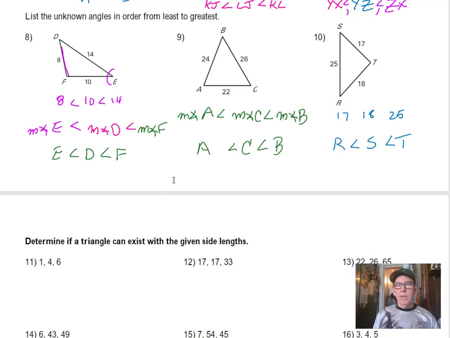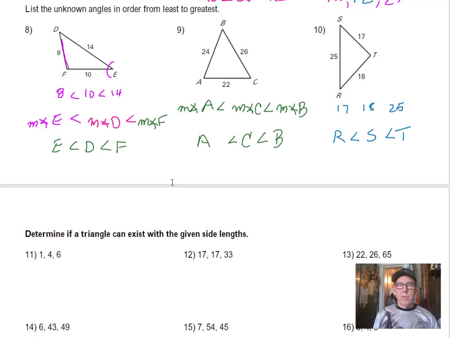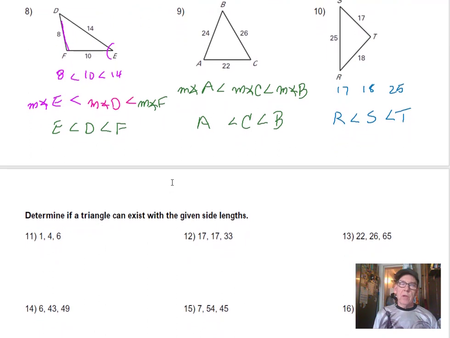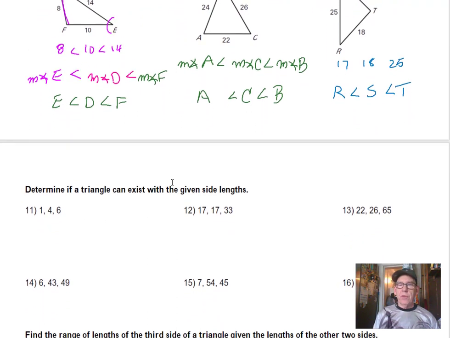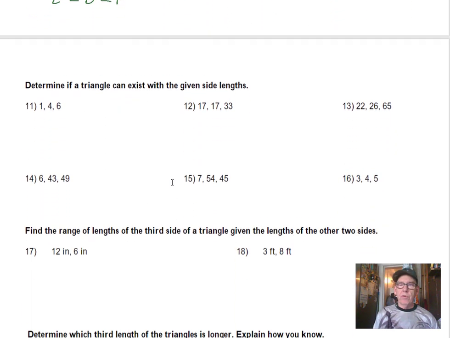Sometimes it's tricky picking the angle out, depending on how the triangle sits. Sometimes it helps to turn your paper around to the other side to get a better view.